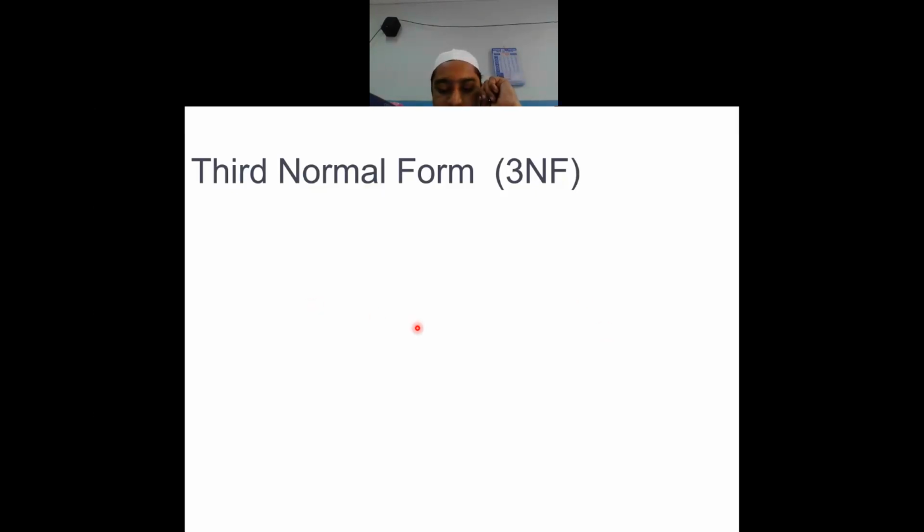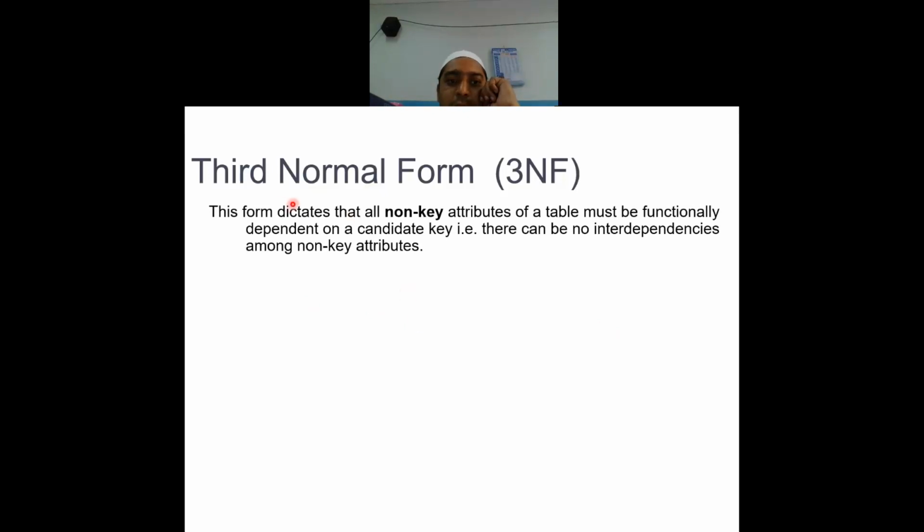Coming next, the third normal form says that all non-key attributes of the table must be functionally dependent on the candidate key. For example, non-key attributes are those which are not a part of your primary key. Suppose they are completely dependent on the primary key. Now, out of those non-key attributes, there may be some attributes which were a candidate key, which were a competitor for becoming a primary key.